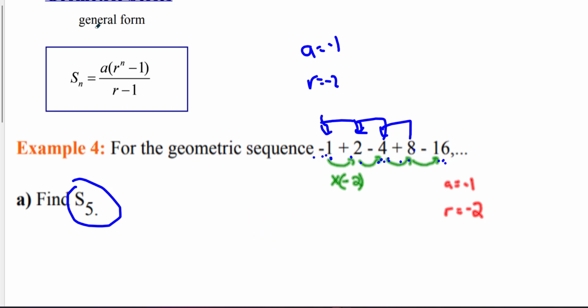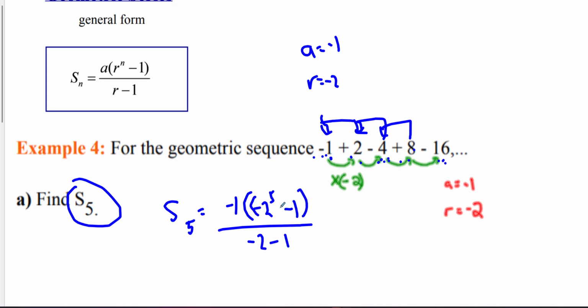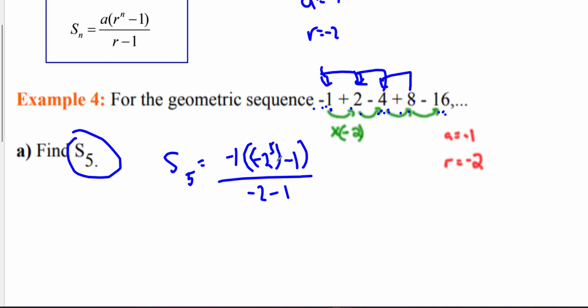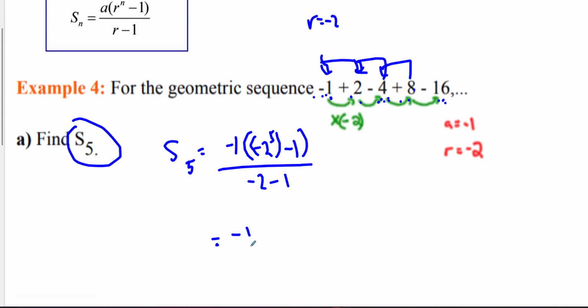Let's see if that's true. Let's see if I do get -11 using the equation now. So S5 is equal to a, which is -1, r, which is -2, and n is 5. So -2 to the power of 5 minus 1 over r, which is -2, minus 1. And here it's important to put brackets around this because it's r to the power of n. And since r is -2, it's inside the brackets. Very important because this will change everything if it's a positive or a negative exponent.